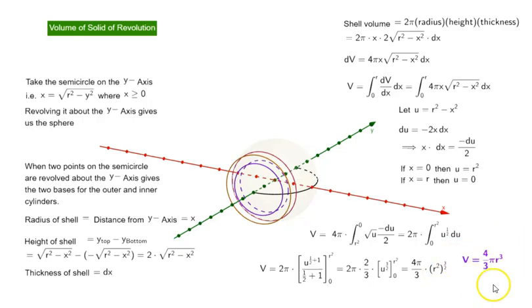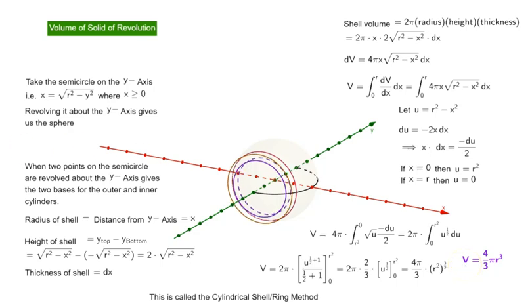Again the same result. And this method is called the cylindrical shell or ring method. Now here, remember, I have kept the thickness quite high. As I make the thickness smaller and smaller and then integrate, we will get this result. So let's make the thickness of the shell smaller and smaller.